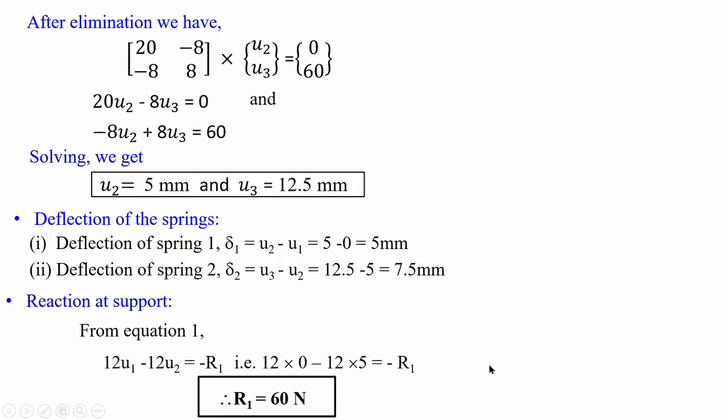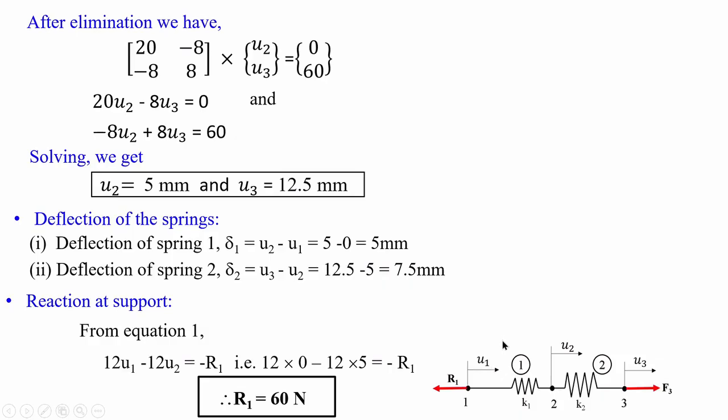Now, how do we cross check whether our solution is correct or not? We write summation of Fx equal to 0. Whatever reaction we get must be equal and opposite to the force acting at node 3. F3 is equal to 60 Newton, and our reaction value is 60 Newton in the opposite direction. Therefore, our solution is correct.